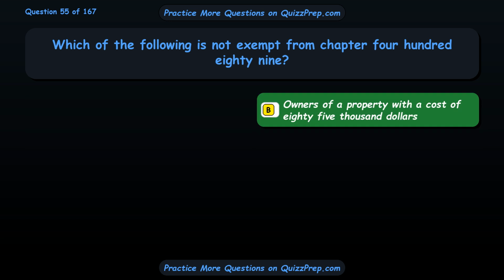The correct answer is option B. Owners of a property with a cost of $85,000.